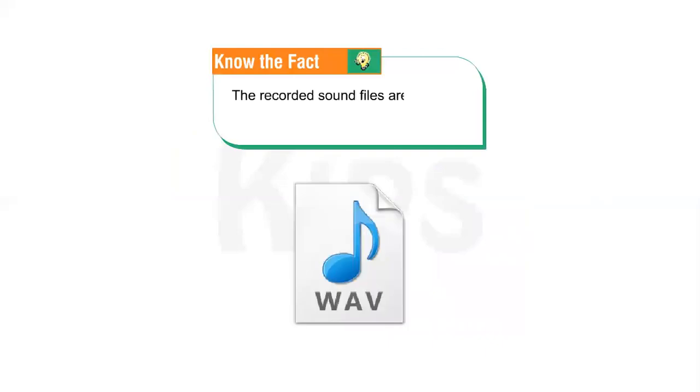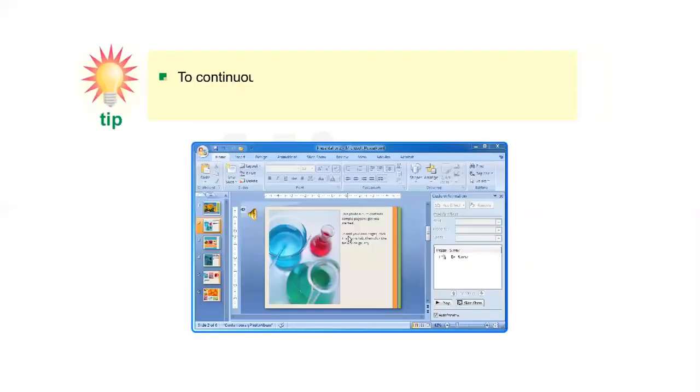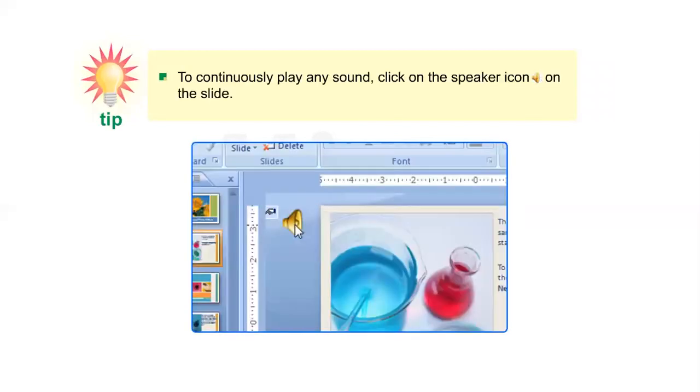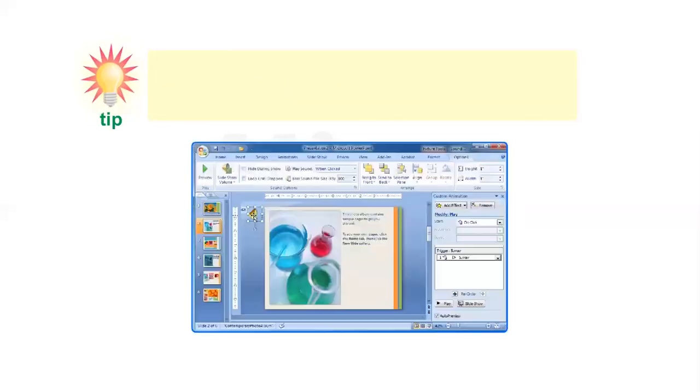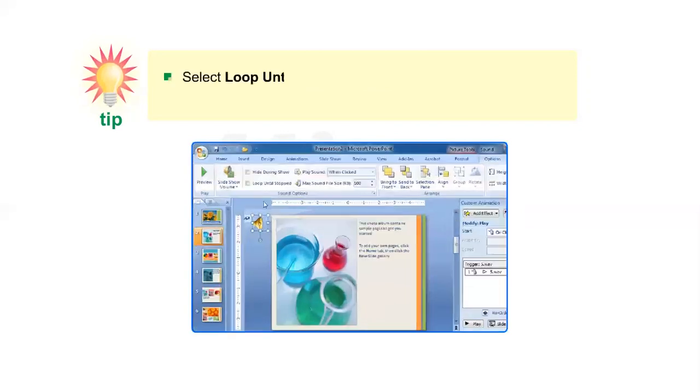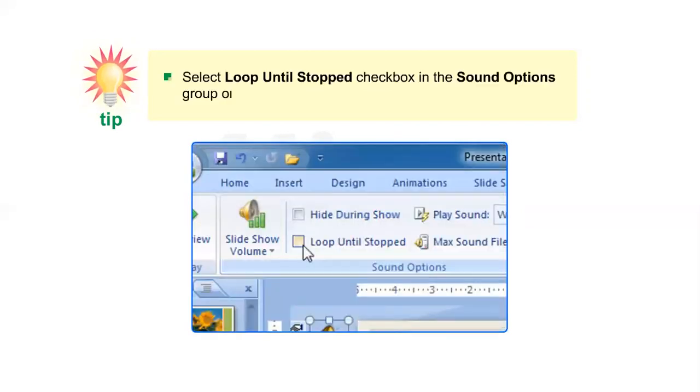Students know the fact that the recorded sound files are assigned the extension .wav. Let us share a tip that to continuously play any sound, click on the speaker icon on the slide. The Sound Tools menu opens. Select Loop Until Stopped checkbox in the Sound Options group on the Options tab.